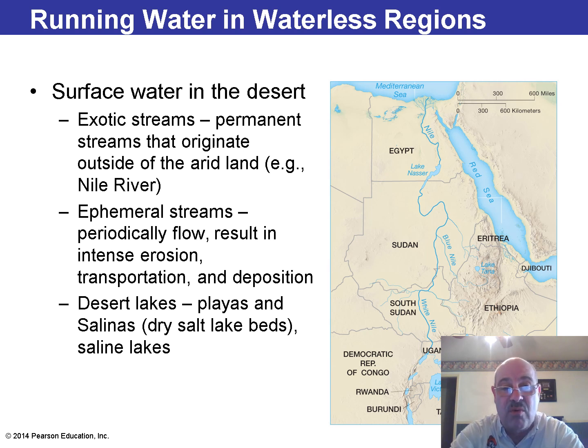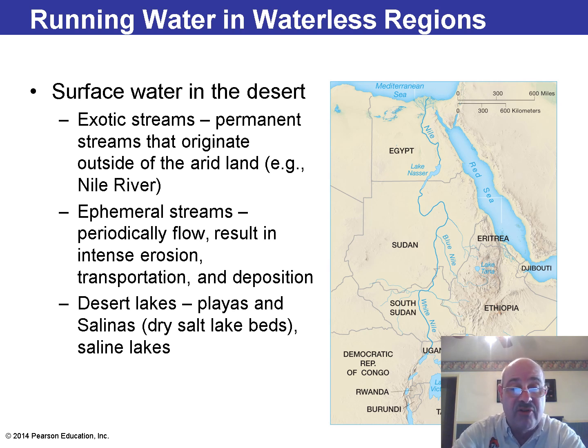All right, so surface water in the desert. First of all, exotic streams, and I've already talked about this before. Here we go with the Nile River. Permanent streams that originate outside of arid lands. Okay, originate outside because there ain't no water. There's no spring or something like that that is actually fueling these things. And again, no tributaries. Okay, they really don't have any tributaries.